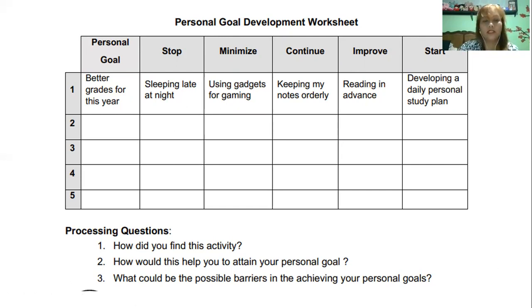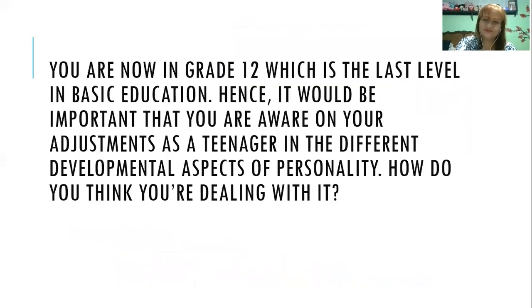So these are the processing questions. First, how did you find this activity? Again, how did you find this activity, just like the first activity that we had? And then second, how would this help you to attain your personal goal? Although it's very obvious, right? Of course, putting it on paper will help. And third, what could be the possible barriers in achieving your personal goals?